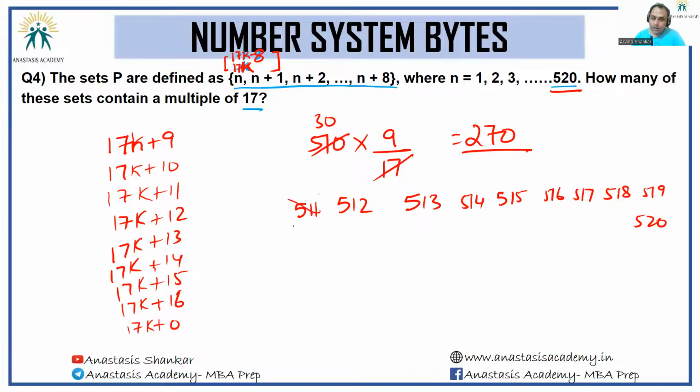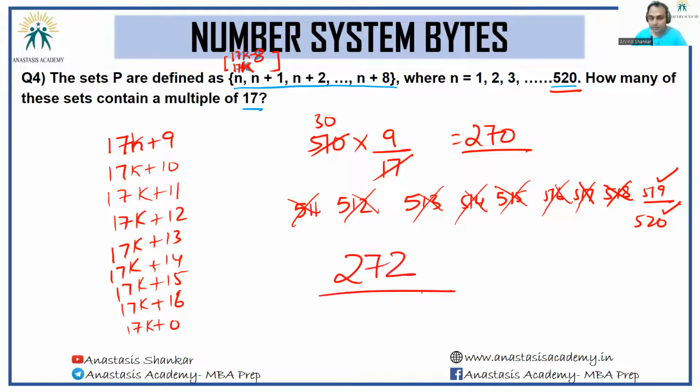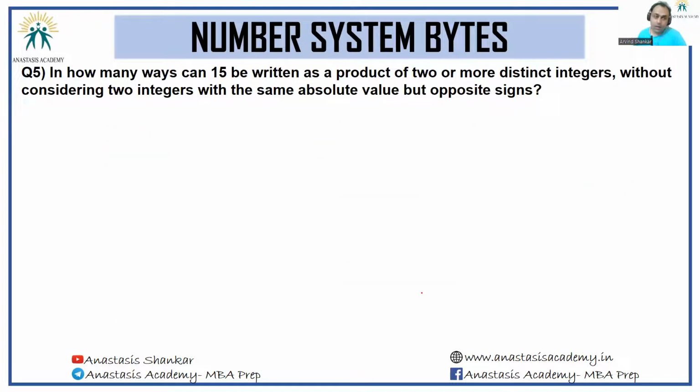Among these, not useful, not useful, not useful, not useful, not useful, not useful, not useful, not useful. But this is useful because if the first number was 517, or if the first number was 519, the last number would be 527. And now the set contains a multiple of 17. So this will be counted, this will be counted. So 2 additional numbers in addition to 270. Final answer will be 272.